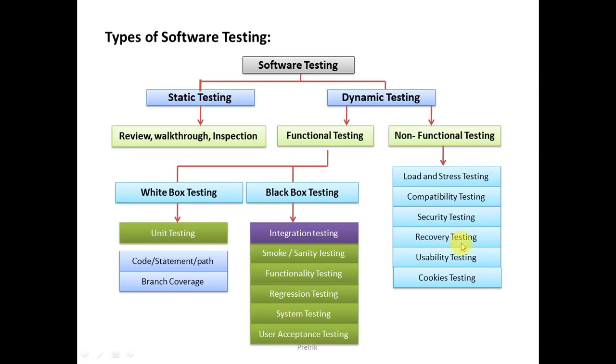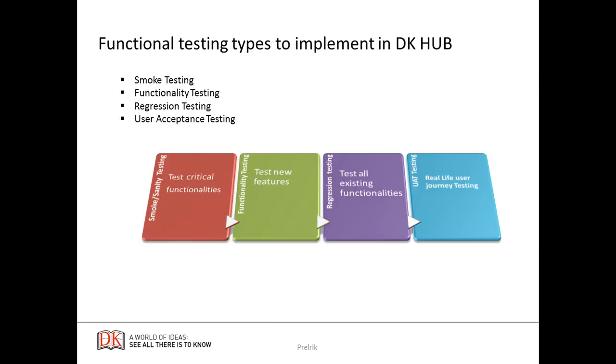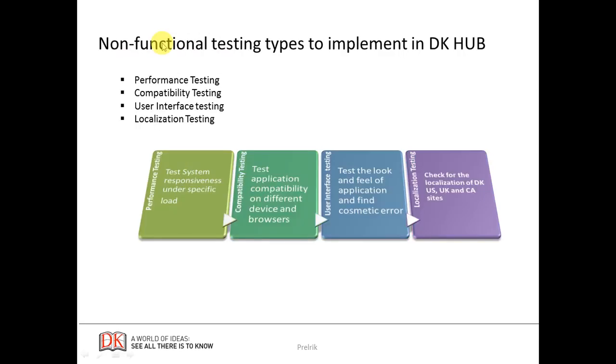Recovery testing is like, once your data has been lost, is there any way of recovering that data? Usability is like finding usability bugs, like if a user has some problem reading or typing anything, that will come under usability. And cookies testing will be performed on the basis of sessions and so on. So smoke testing, functionality testing, regression testing, and user acceptance testing are part of functional testing that we covered earlier. The same applies for non-functional performance. I told you that load and stress are two types of performance testing.